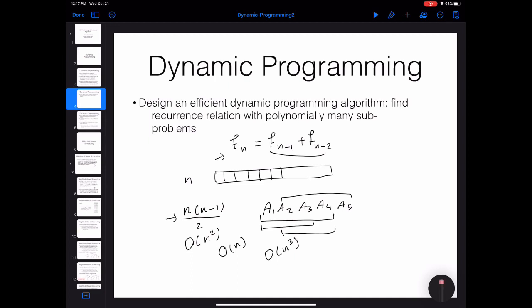Very similar to the Fibonacci problem. If we don't reuse the subproblems that we have calculated before, it can simply be an exponential algorithm, but we reuse them and it will be polynomial.